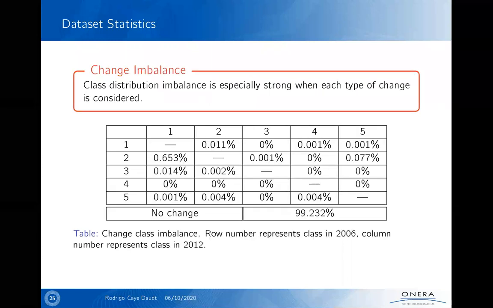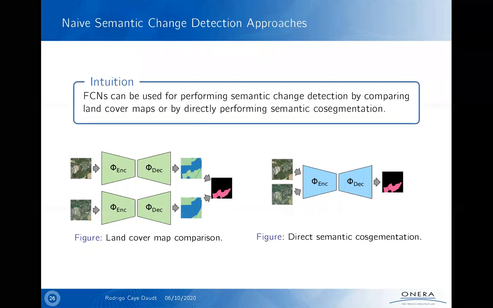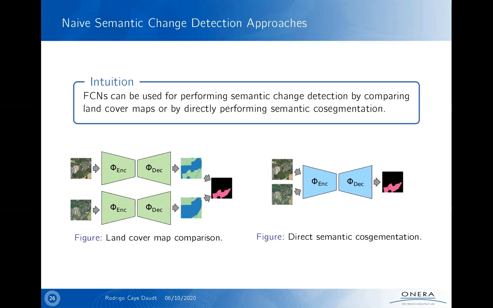And this becomes much more apparent when we're looking at the class distribution of changes. 99.2% of the pixels are marked as not change. And most of the changes are concentrated in the first column, the second value, as you can see, which is changes from agricultural areas to urban areas, meaning urban expansion. So it's not surprising, but it's very hard to deal with this. How could we do this? There are two naive approaches that I'd say most people would try as their first approach. One is to produce two land cover maps and then compare these two. This way, where the classes are different, you can say there was a change.